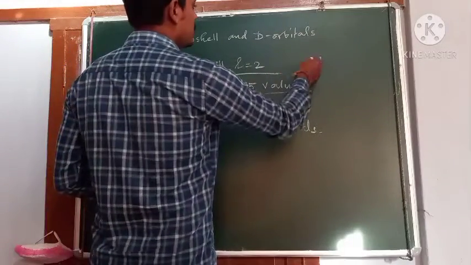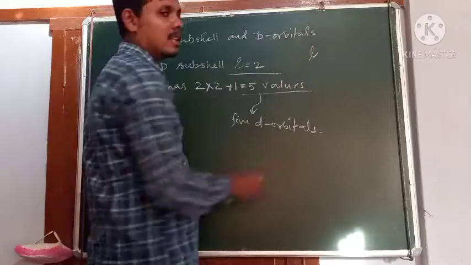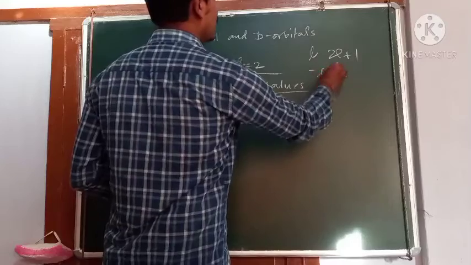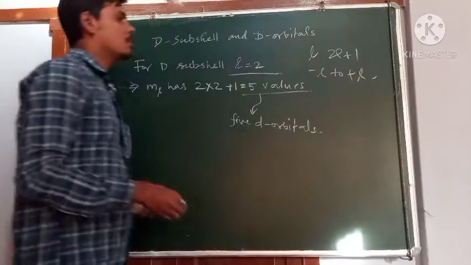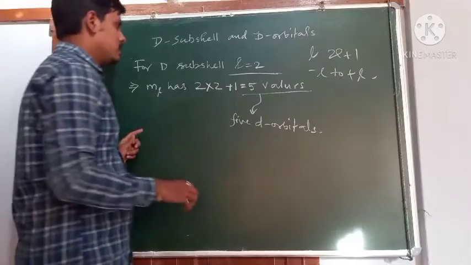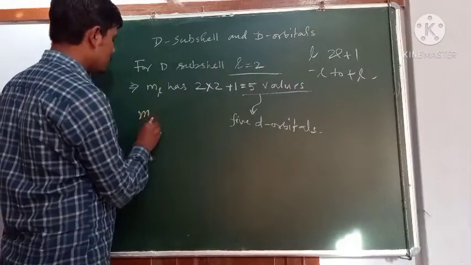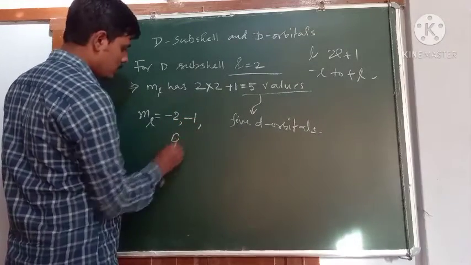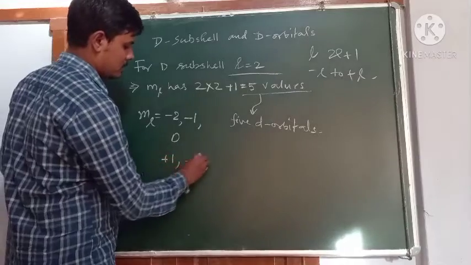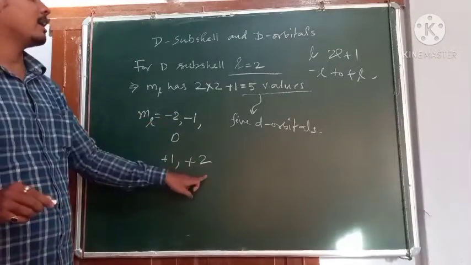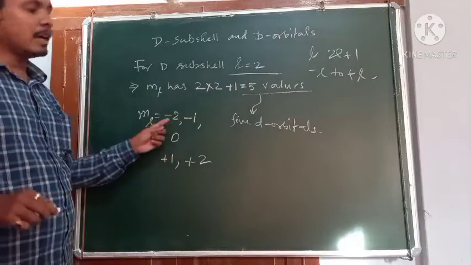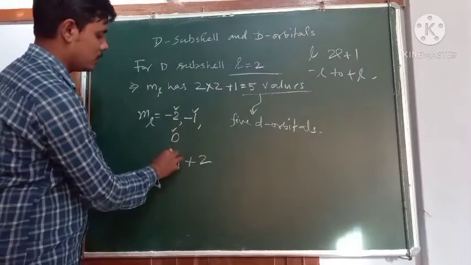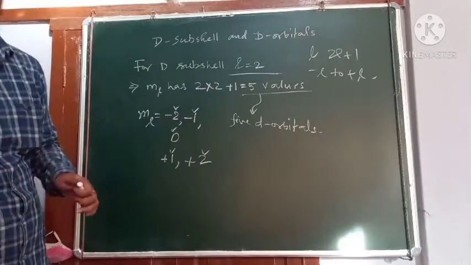So if the azimuthal quantum number is L, then the number of values of ml is twice L plus 1. ক'ৰ পৰা ক'লৈকে থাকে? minus L to plus L. Now that means, so if L equals to 2, the ml values will be minus 2, minus 1, 0, plus 1, plus 2. 5 টা value থাকিব. So we have 1, 2, 3, 4, 5. We have 5 d orbitals and 5 টা d orbitals থাকিব আমাৰ ওচৰত.